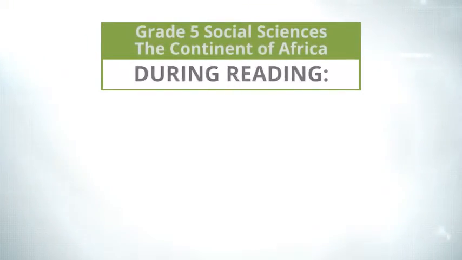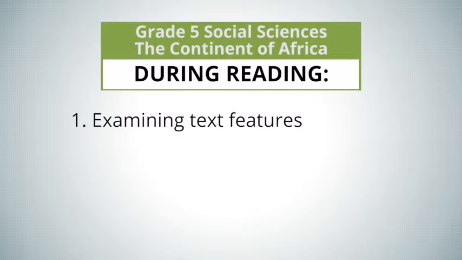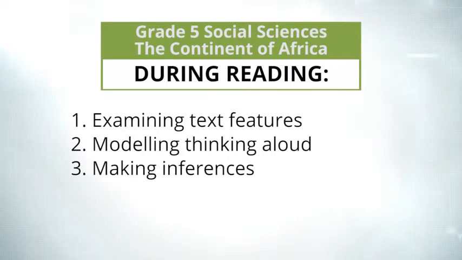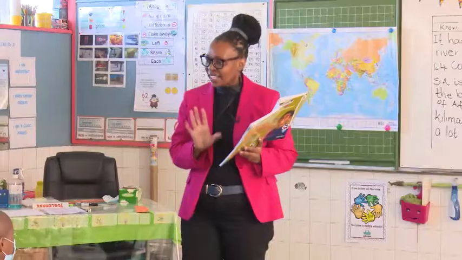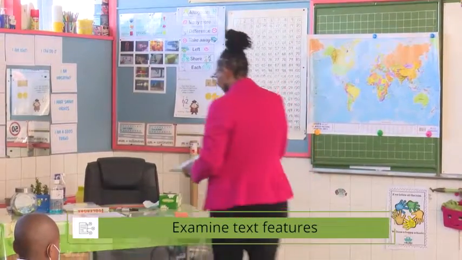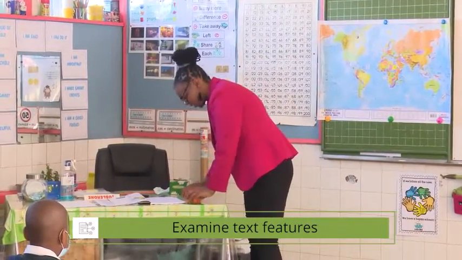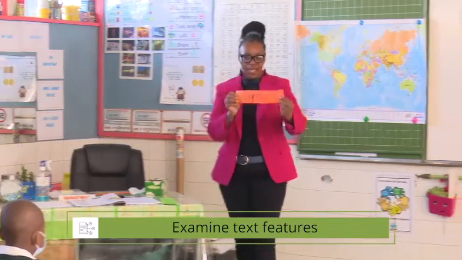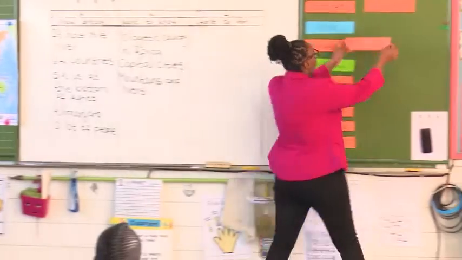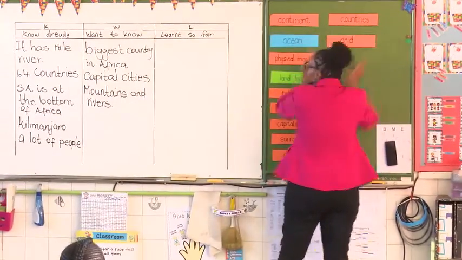For the during reading part of the lesson, teacher Maputi uses the strategies of examining text features, modeling thinking aloud, and making inferences. Another text feature that we are going to look at is the grid. This is how we write grid. I'll also put it up here. We are going to look at the grid.